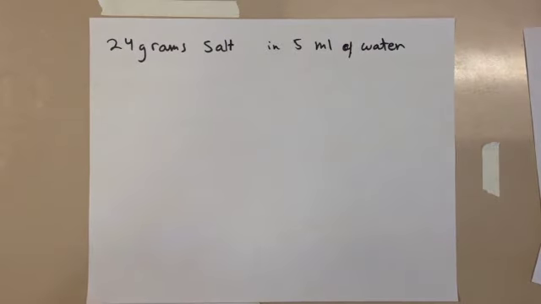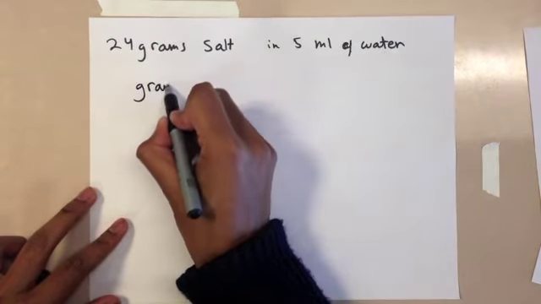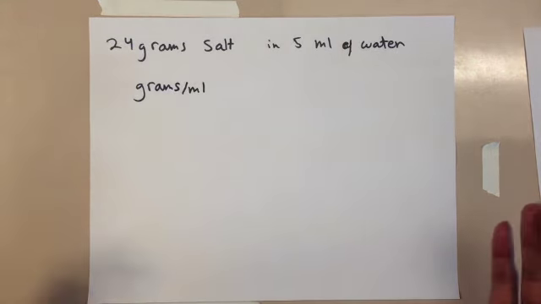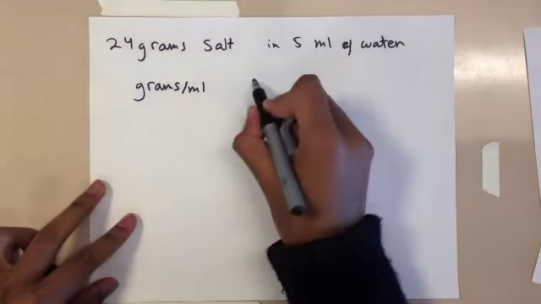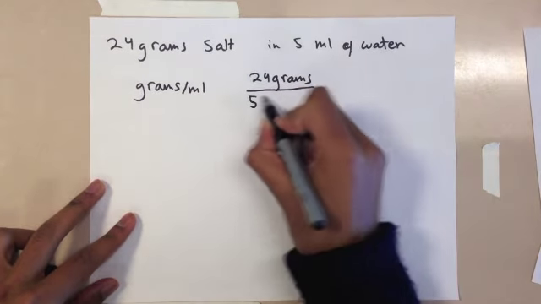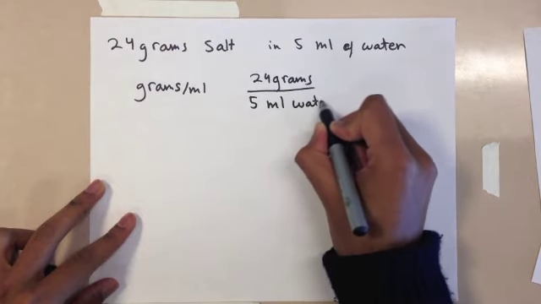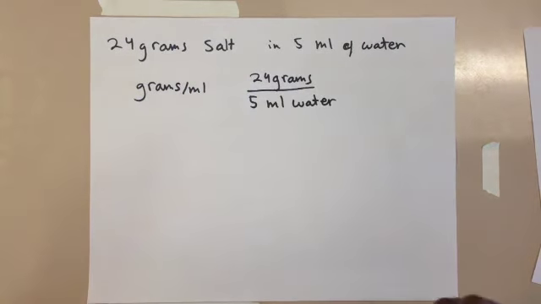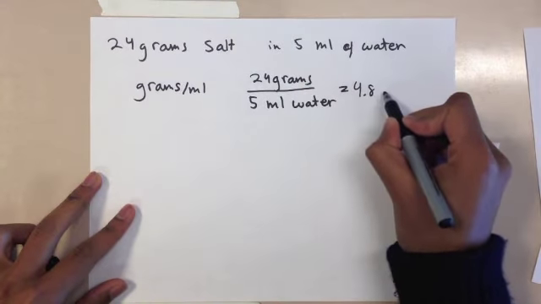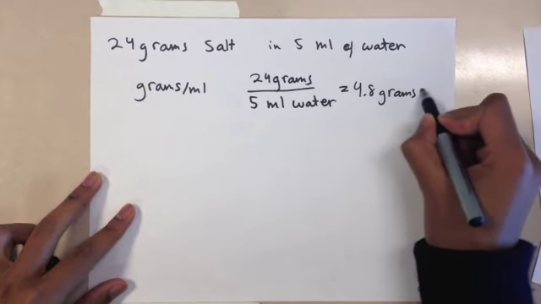Now let's try a few more problems with density. Let's say we begin with 24 grams of salt. They're going to be dissolved in 5 milliliters of water. And we're going to try to find the density of the solution. Since density is the number of grams per milliliter, and we have each of these components, we can therefore find the density of the solution. So we know there are 24 grams of salt to be dissolved in 5 milliliters of water. By dividing 24 by 5, we can therefore find the density is 4.8 grams per milliliter.